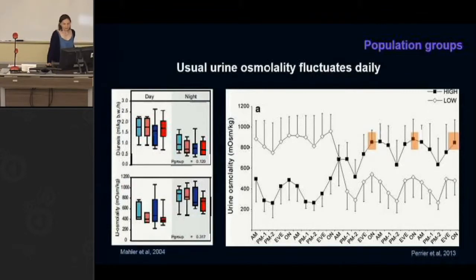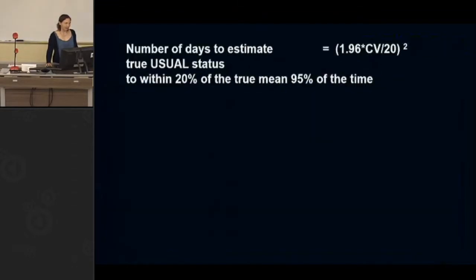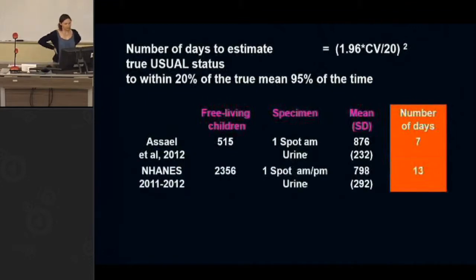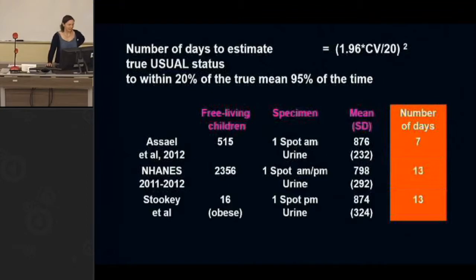Okay. So we think, well, let's try collecting one sample on multiple days. Let's estimate how many days we need to get a true usual measure. If we take the data from children, in this case 15 children, we need 7 days to get their usual status. In this NHANES sample, where there's more variation in drinking, it makes it worse, and we need 30 days to get usual status.